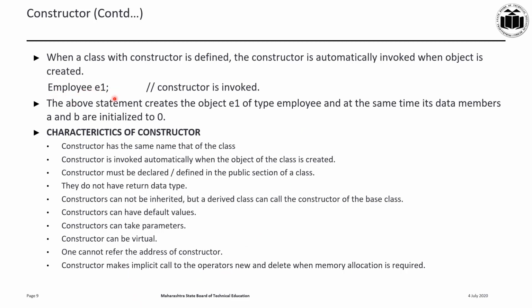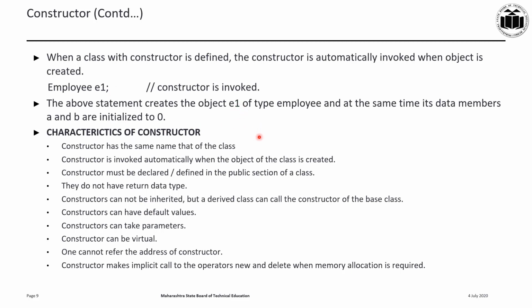For example, Employee E1. Whatever constructor part you have written in your particular class program, it may be of any type, it will get automatically called. So there is no need to write or call it like a normal member function. Though it is a member function, there is no need to call your constructor explicitly.